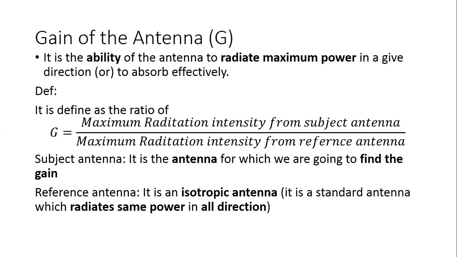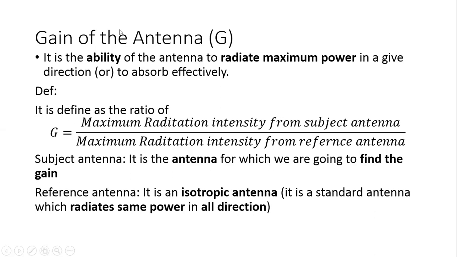The definition of it is the ratio of maximum radiation intensity from a subject antenna to maximum radiation intensity from a reference antenna. Very simple. Subject antenna is nothing but the antenna for which we are going to find the gain. This reference antenna is generally an isotropic antenna, that is, a standard antenna that radiates power in all directions.